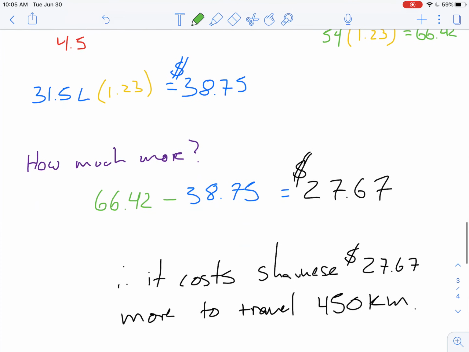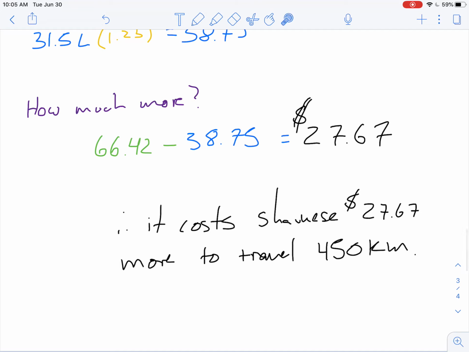So then as we scroll down here, how much more? So we're looking for the difference between 66.42 minus 38.75. The difference is going to be $27.67. So therefore, it costs Shawnice $27.67 more to travel 450 kilometers.